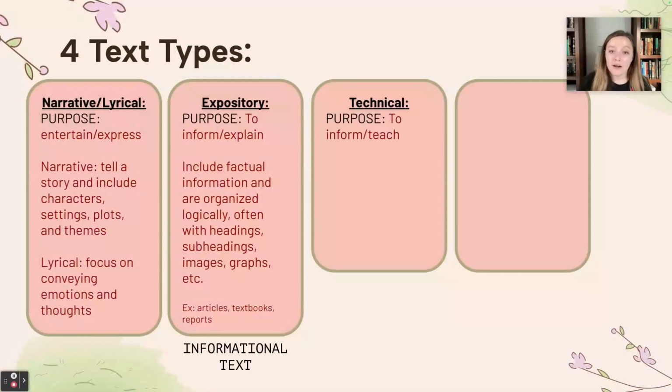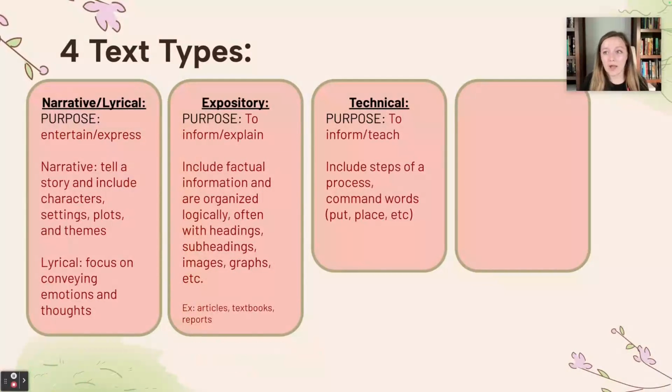We also have technical writing. These are things that are meant to teach you how to do something. They'll include the steps of a process. A lot of times they'll also include command words like mix 8 pounds of sugar into 1 tablespoon of butter. Put the butter mixture into the oven. Think about instructions, recipes, how-to pieces. Those are all technical texts. They teach you a sort of technique.